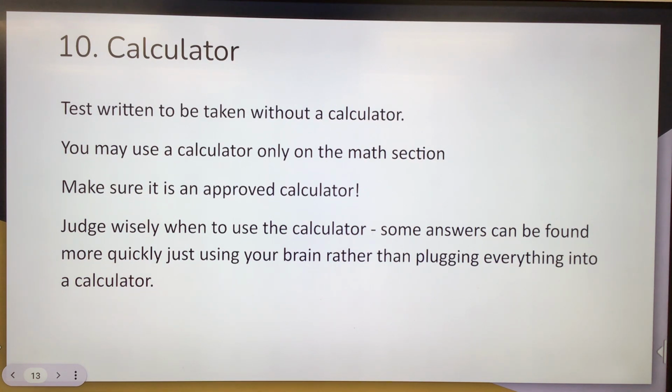Lastly, judge wisely when to use the calculator. Some answers can be found more quickly just using your brain rather than plugging everything into a calculator. So decide what way is going to work best for you.